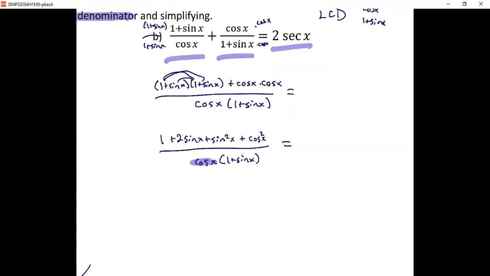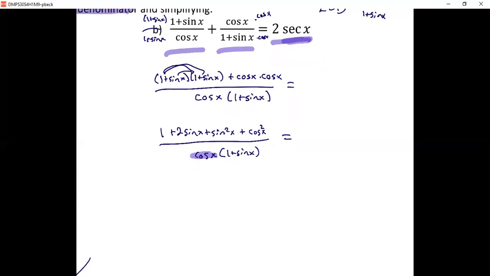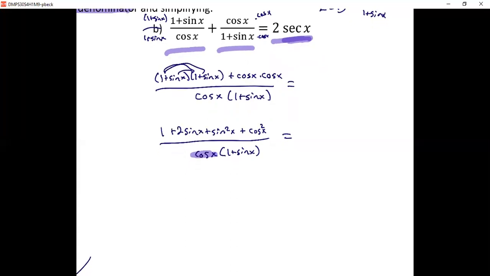The fact that I have cosine in the denominator is going to model the right side where I have the secant. So that cosine is going to end up staying there. What's not going to stay there is the 1 plus sine. So how are we going to get rid of that? I don't know yet. Let's continue on with the problem.